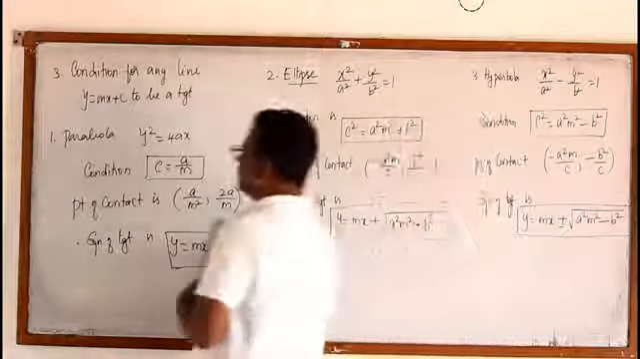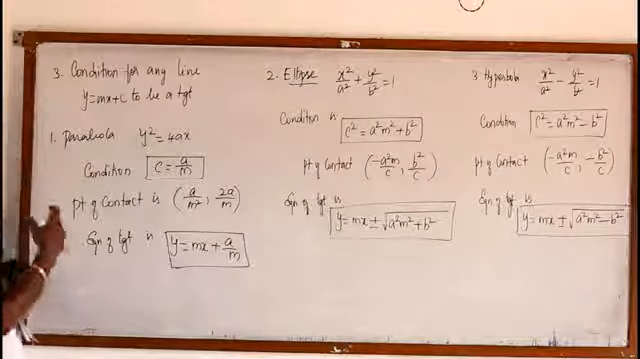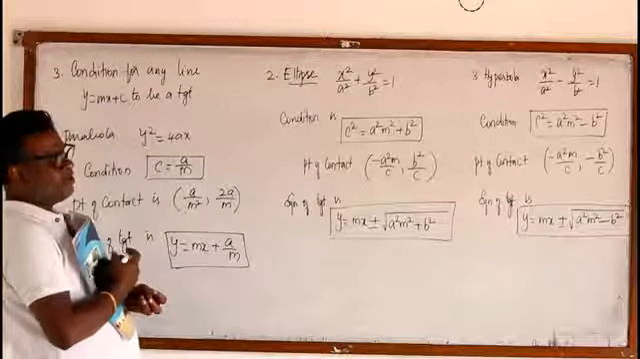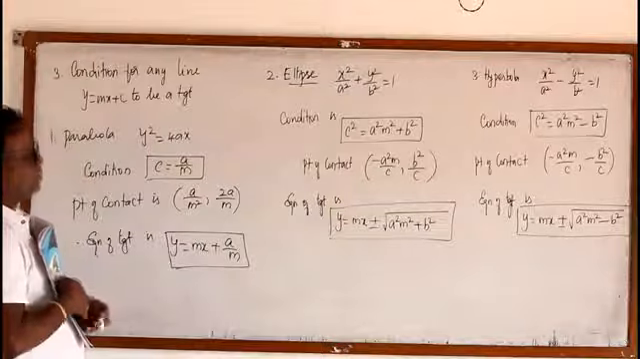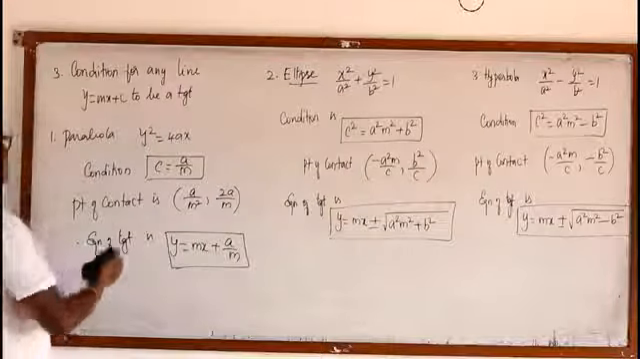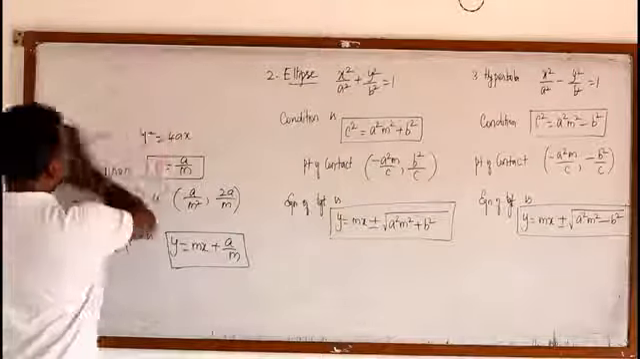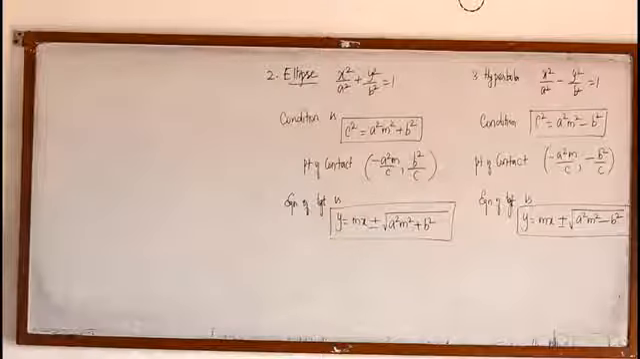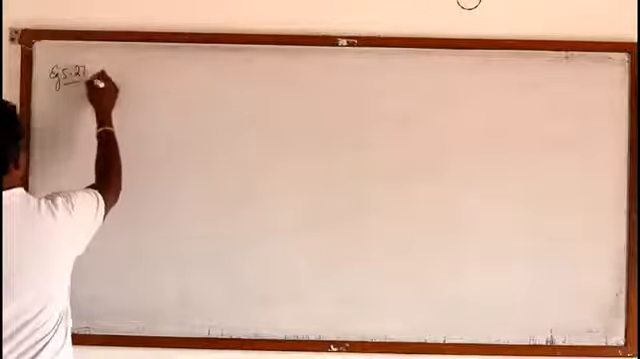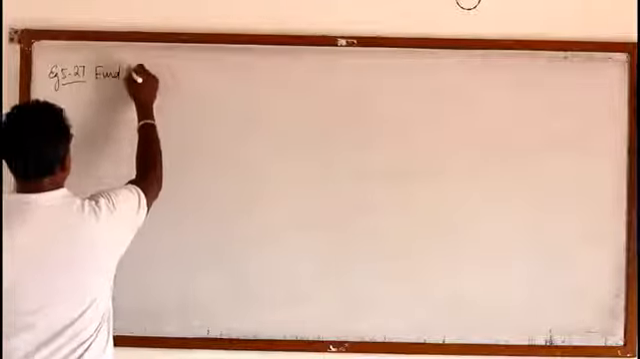So these are the basic things that we must know about conics: the ellipse, the hyperbola, and the parabola. With this idea, we shall do the examples and the exercise, that is exercise 5.4. Example 5.27. Find the equation of tangent and normal.